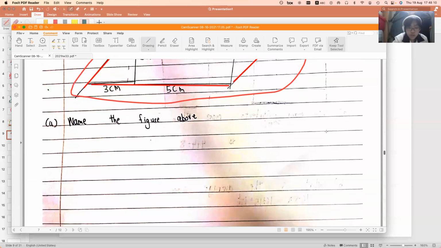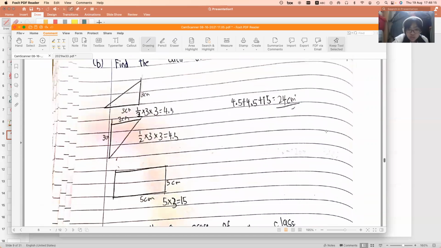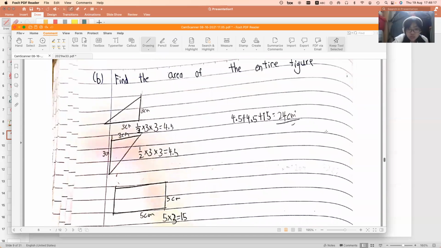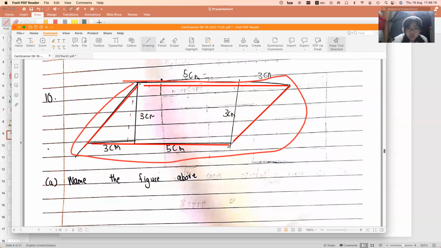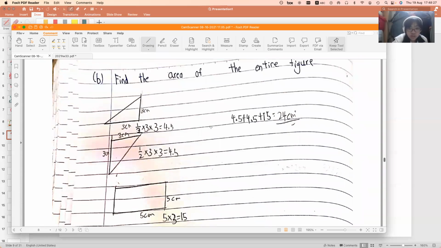Okay. Next. Find the area of the entire figure. Yeah, you just separate them. Let me see if you have separated them correctly or not. Okay, this is 3, 3, 3. Okay, 3, 3, then 5, 5. Or 5, 3. Sorry. Yeah, half times base times height. Then you add them together.